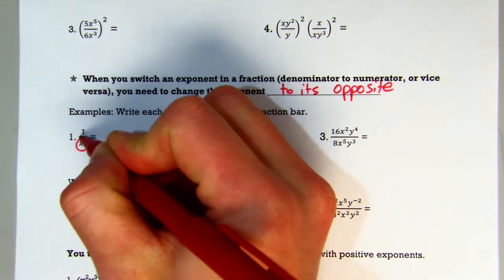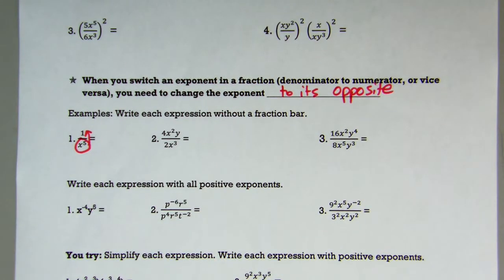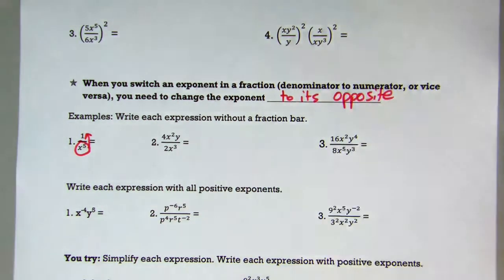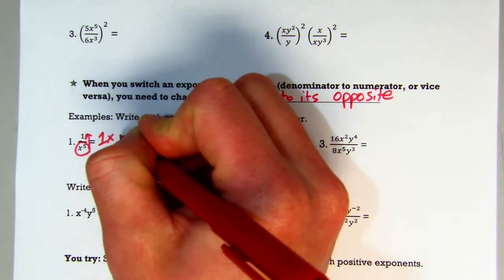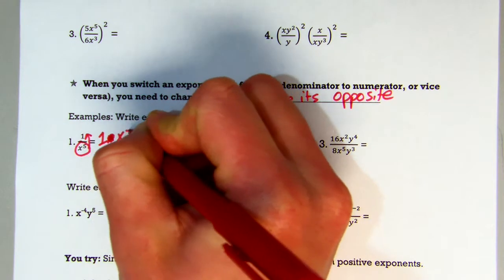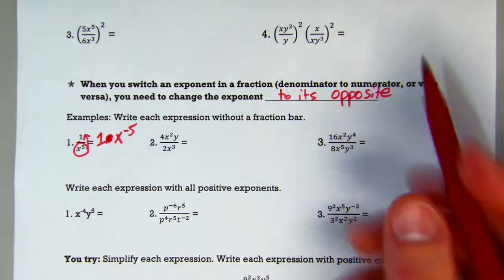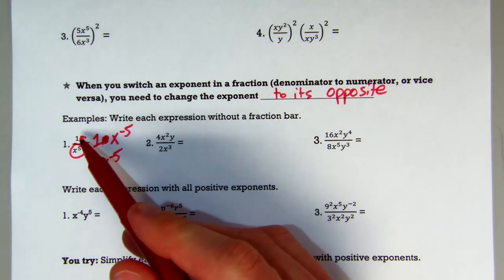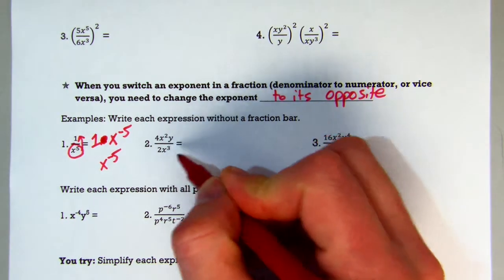Alright. So the directions say write each expression without a fraction. In order for me to move this x to the 5th power up to the numerator, this is where my rule comes into play. Whenever I move it up, I actually change the sign of the 5th power. It's going to be x to the negative 5th power.